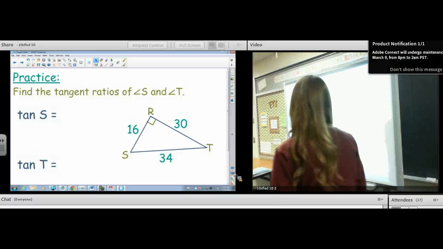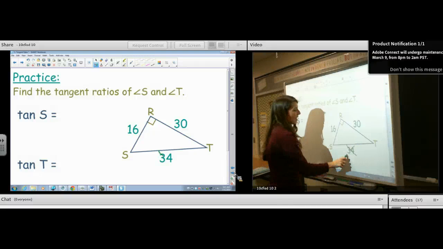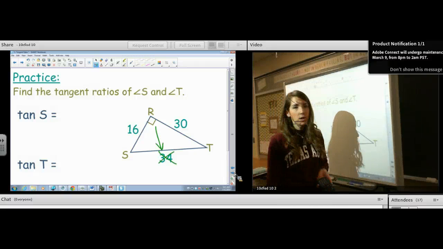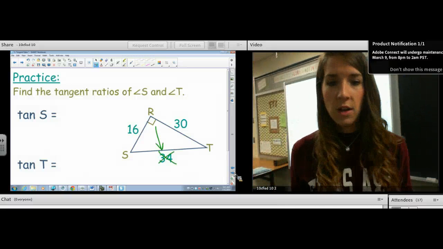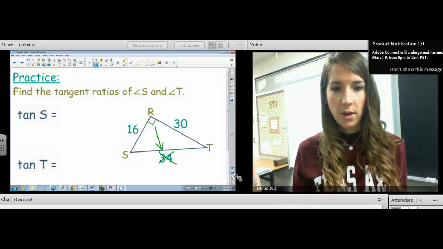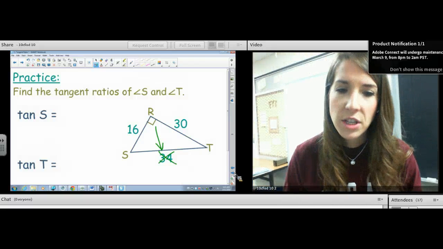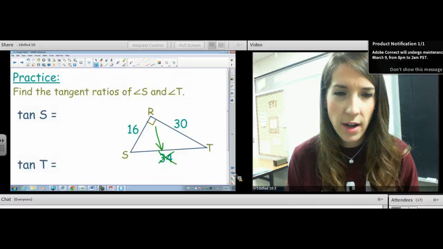Okay, so the first thing you would need to do is X out the hypotenuse, because we don't use hypotenuse when we're dealing with tangent. So no one is allowed to use hypotenuse. Yeji, there's no starting at. You don't start anywhere.